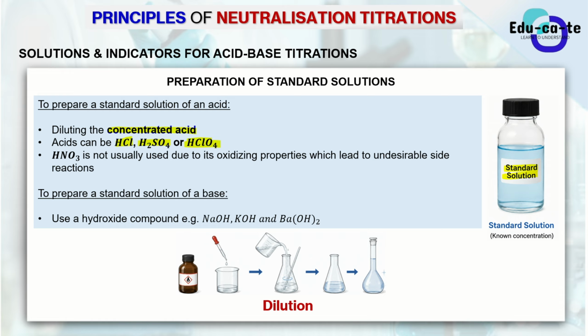It's very simple to do. You just use your volumetric flask, and then you pour in some distilled water, and then you just mix and mix and mix. You have already formed that standard solution. And you will know its concentration because you know how much volume you added, and you know all the other parts.